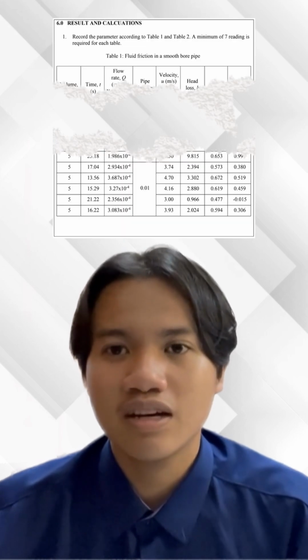The measured data, including the time taken, pipe diameter, volume of water collected, and head loss value were then recorded in the data collection table. The same procedure was repeated for the other pipe diameter. And finally, the remaining parameters were calculated using the recorded data and the equation provided in the laboratory manual.